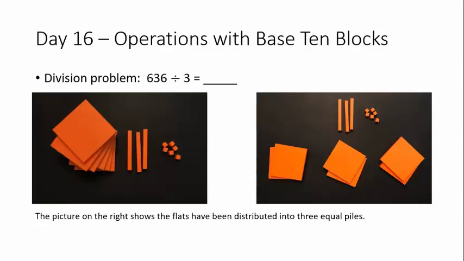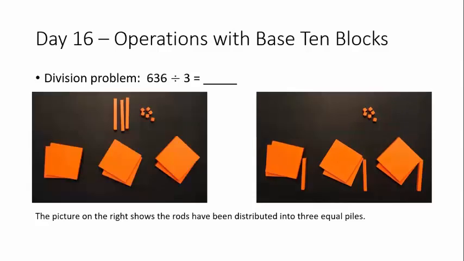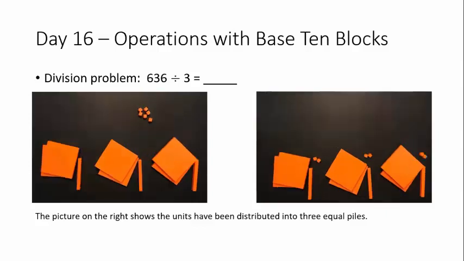The 3 flats can be distributed evenly into 3 piles by putting 2 in each pile. Next, I distribute the rods. And the rods also can be distributed evenly into the 3 piles. 1 rod goes into each pile. Finally, I distribute the units into 3 piles. The units can be distributed evenly into the 3 piles by putting 2 units in each pile.